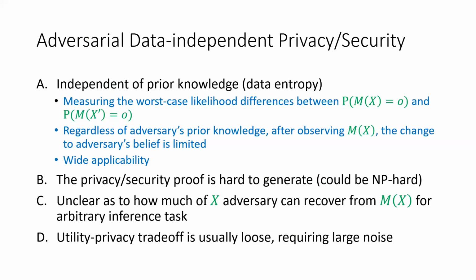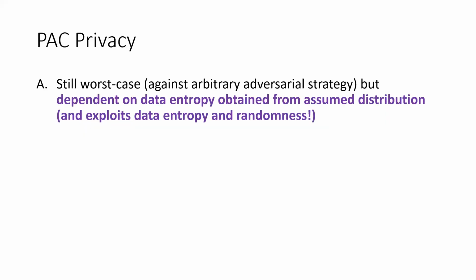Now I can give you a short summary and a comparison between data independent privacy and PAC privacy. As we mentioned, data independent privacy is widely applicable and we don't need to worry too much about the priors. It also has challenges: it is hard to generate the proof, it is unclear how to generalize to explain an arbitrary inference task, and the privacy trade-off is really loose, requiring large noise. As for PAC privacy, first, it's still a worst case guarantee, meaning it's resistant to arbitrary adversary strategy. But it's instance-based because we assume the data entropy. The good news is that when we produce the privacy analysis, it can also benefit from the data entropy, as we will show in the next example.